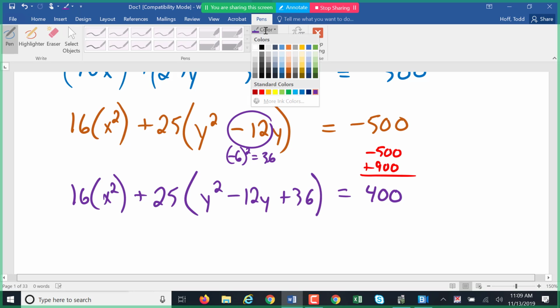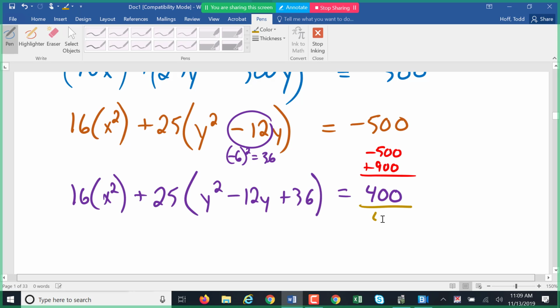And now I have to reduce that down on the right side to a 1. So I'm going to divide by 400. I divide the x piece on the left side by 400, and I divide the y piece by 400.